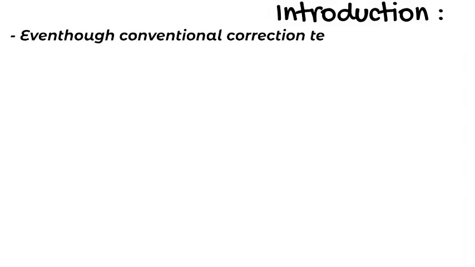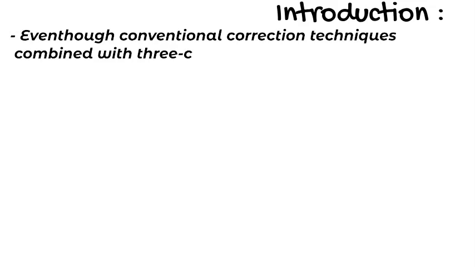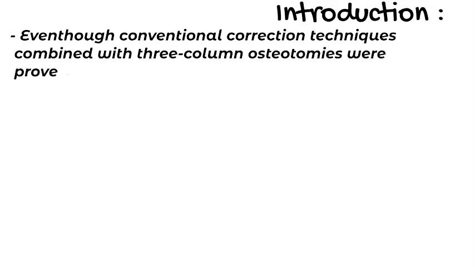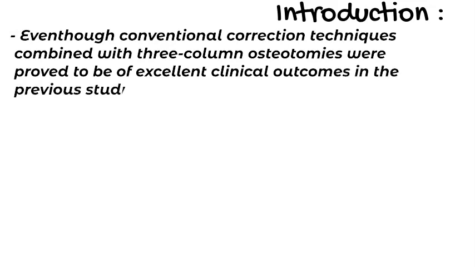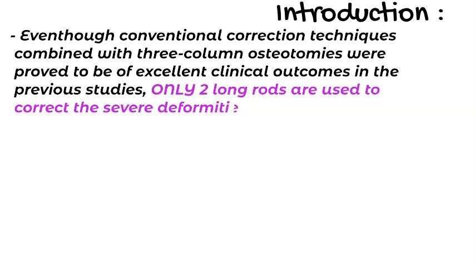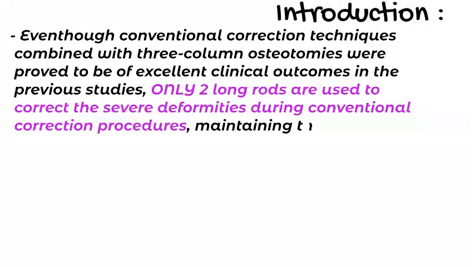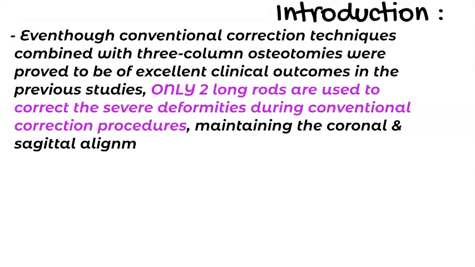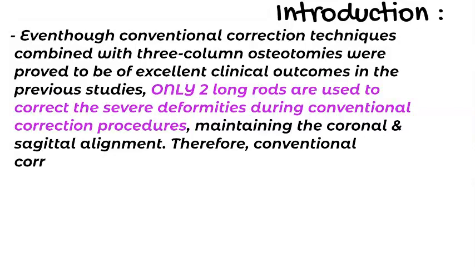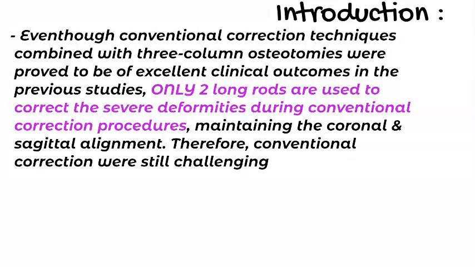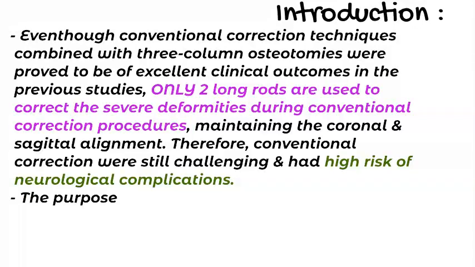Even though conventional correction techniques combined with 3-column osteotomies were proved to have excellent clinical outcomes in previous studies, only 2 long rods are used to correct the severe deformities during conventional correction procedures, maintaining the coronal and sagittal alignment. Therefore, conventional correction was still challenging and had a high risk of neurological complications.